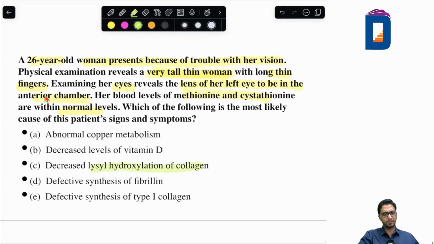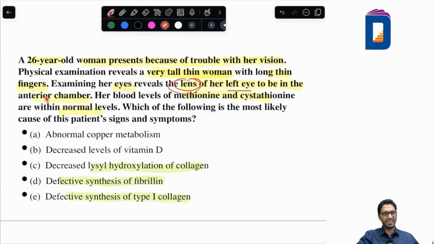Isn't this an Ehlers-Danlos? Defective synthesis of fibrillin, the defect is in this of type 1. Basically, it's very clear that here the lens is displaced. D, okay, E is also there, I'm sorry. Lens is displaced, very tall.